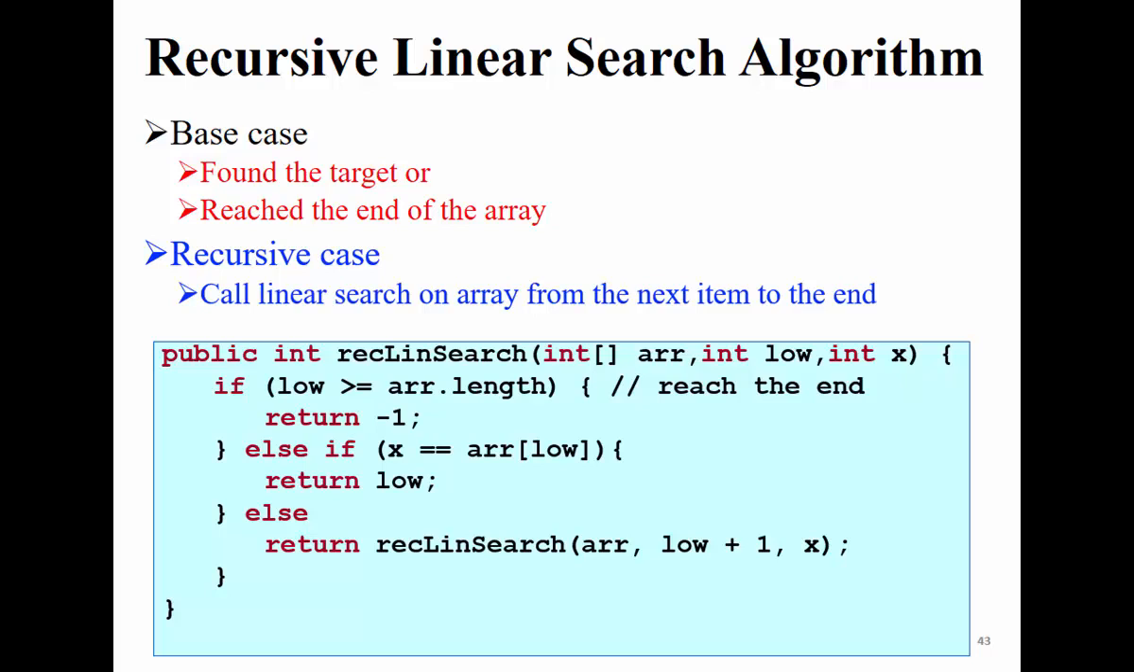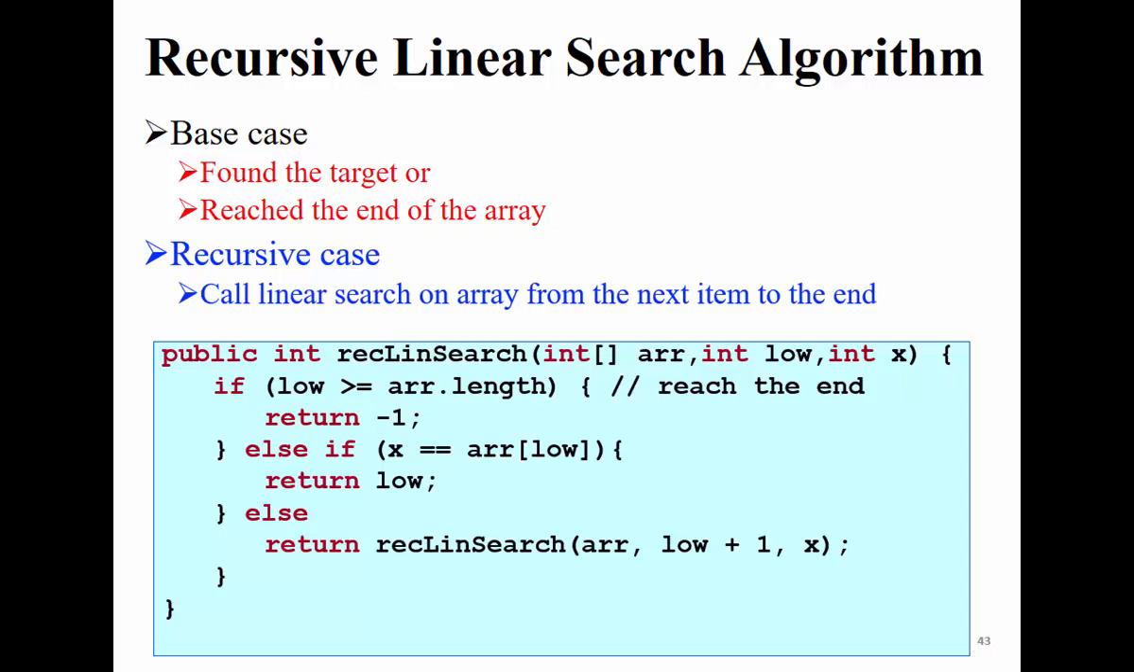So this is one of the base cases: you reach the end of the array. If x is equal to array at index low, then this is the other base case. You find the target that you are looking for, you return the low index. Otherwise, you do the recursive call: you send the same array, and you send low + 1. You move the index one step at a time, and you call it with the same x. So you can see here, each recursive call is making one step toward the base case.